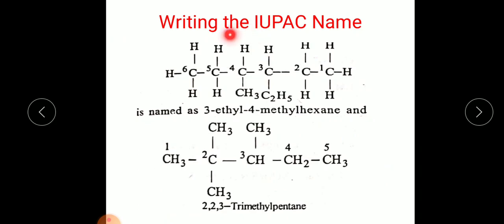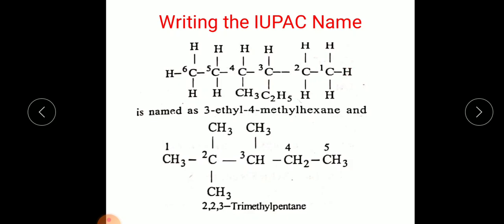Say for example, if this is the compound that is given to you, the first thing you need to do is select the longest carbon chain. After selecting the longest carbon chain, which is a straight chain here, you have to give the numbering. The numbering will be given from that side where the substituent will come first.